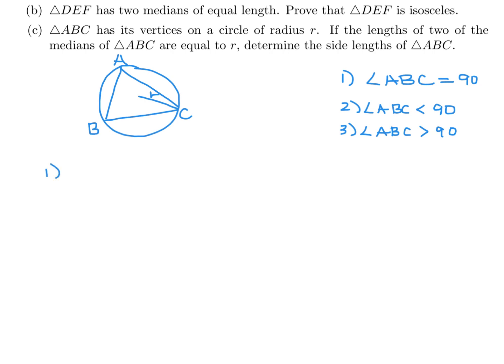So the first scenario, number one, where it's equal to 90 degrees. So that means, what does that mean? It actually means that if it's equal to 90 degrees, that would mean that it's in the semicircle, right? Because any triangle drawn in a semicircle, the angle would be 90 degrees. Like that.